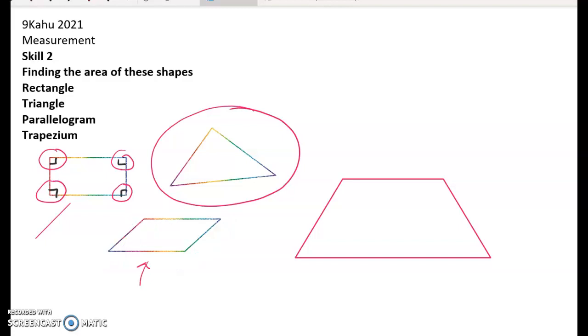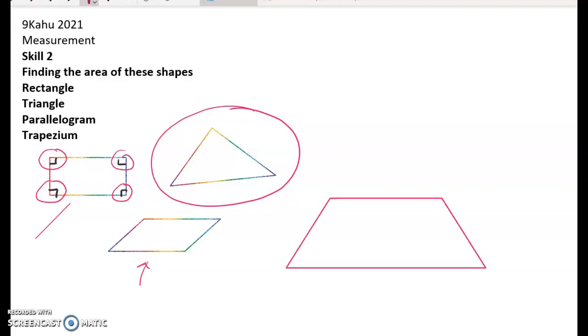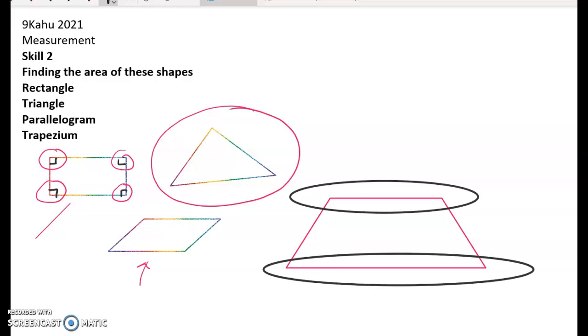Okay, and then the last one is the trapezium. And the trapezium's got 1 set of parallel sides. Oh, it's disappeared. Hang on, I have to get my trapezium back. There we go. So that's my trapezium, and we can see in there that that side and that side are parallel, and the other 2 sides just join those 2 up.